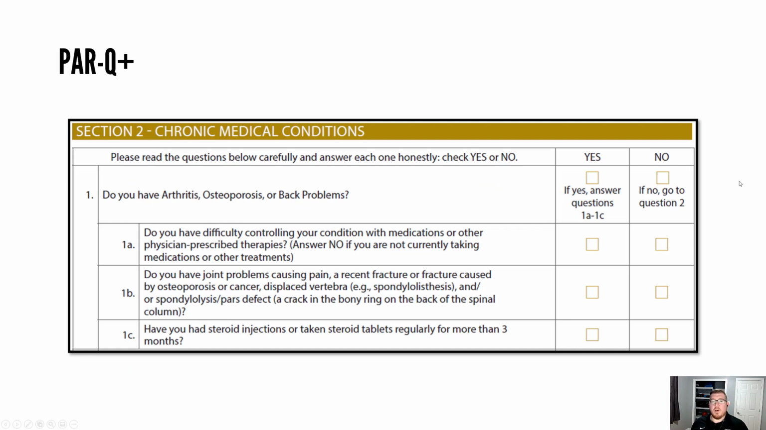I won't go through all of the follow-up questions, but this is an example of question 1 for the follow-up question. Do you have arthritis, osteoporosis, or back problems? Here you would answer yes if you did, then you would go through these follow-up questions. If not, you would answer no and then move on to question 2. I'll be posting the form to OnQ for you to look at in its entirety. I would highly recommend going through the form and reading all of the questions.